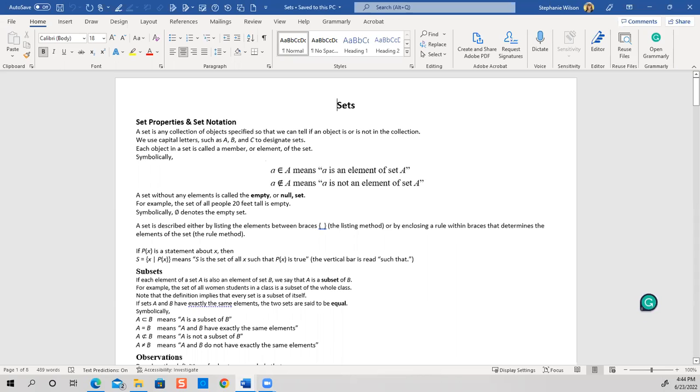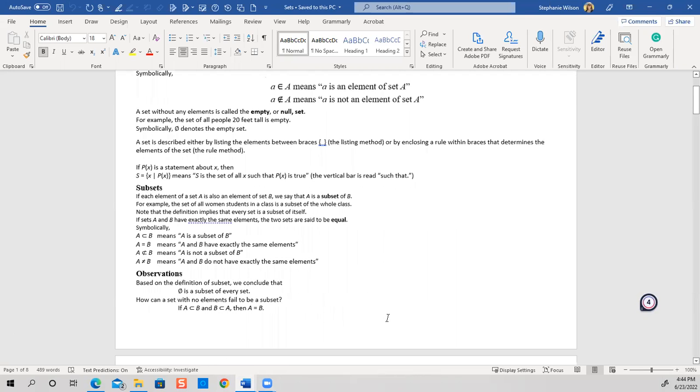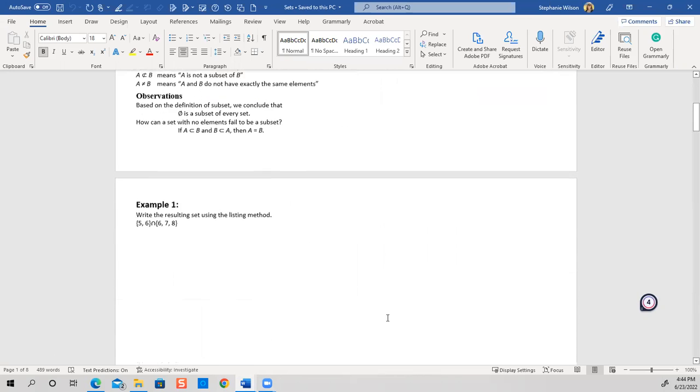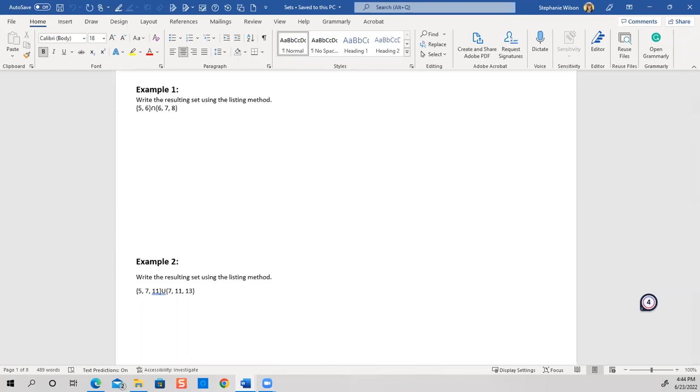Sets. We're going to talk about sets and properties in set notation. So I would take a minute, pause this, and read over the screen and get a good understanding of what each symbol means. And let's get started. Example 1 says we're going to write the resulting set using the listing method.